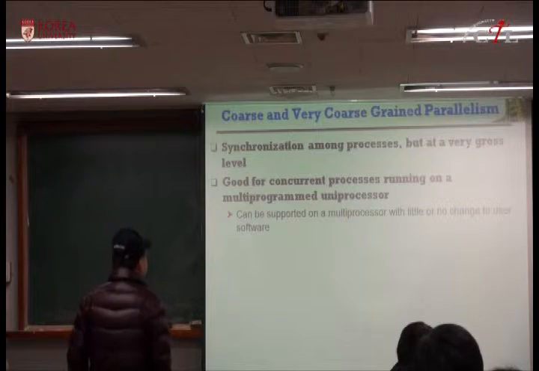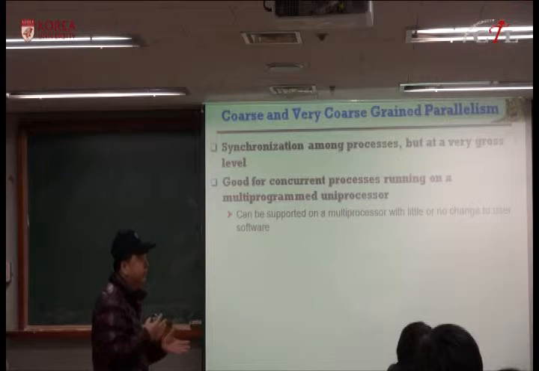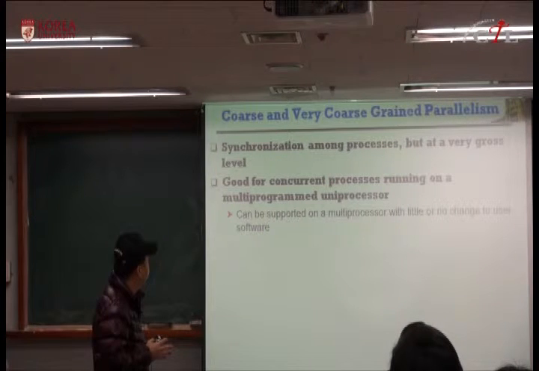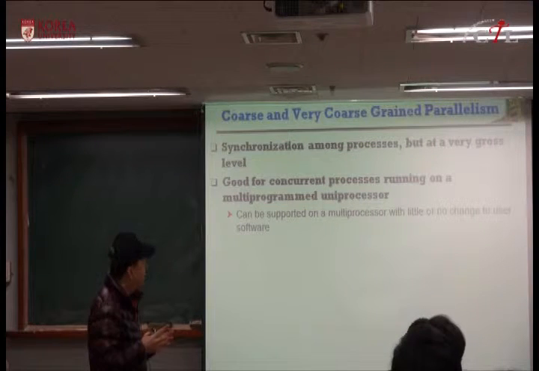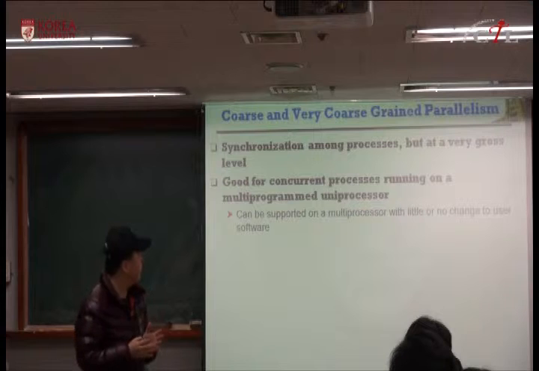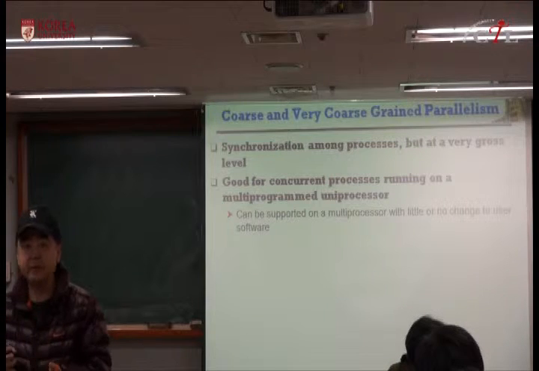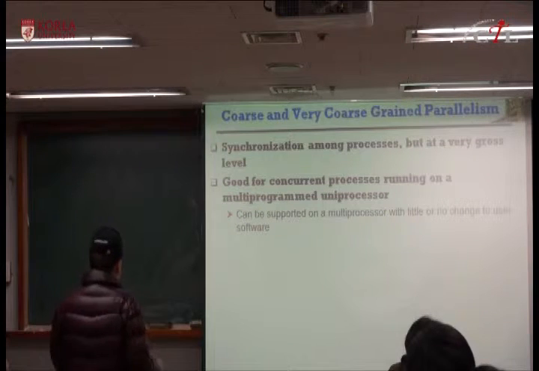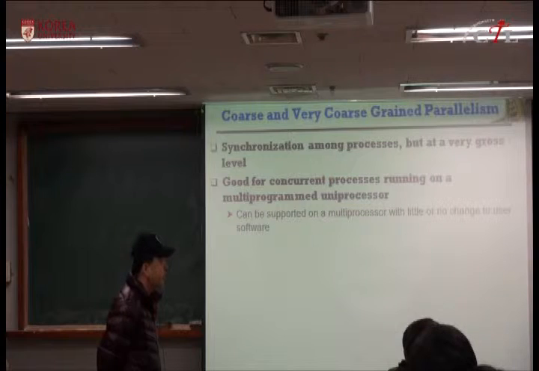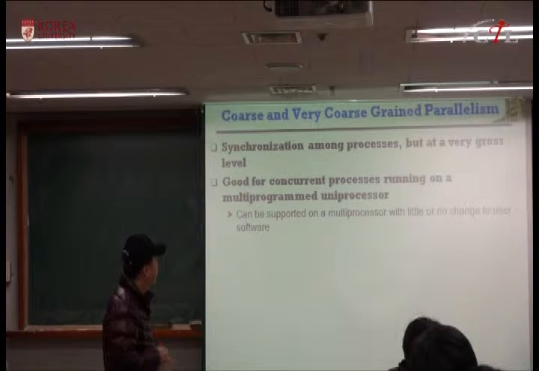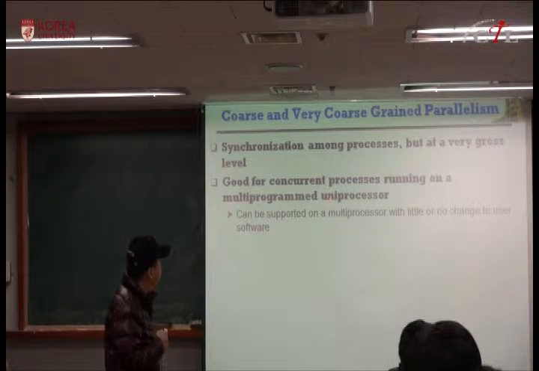Coarse and very coarse grain parallelism. There is not much dependency and not much coordination, but from time to time there needs to be some coordination, and it's called coarse-grained or very coarse-grained parallelism. This is typically useful for a multi-programmed uniprocessor, where concurrent processes are not running in parallel but are interleaved by context switching, because there is some coordination. Even on a uniprocessor, because this granularity is quite big, you can exploit some amount of parallelism. Also, you can run this kind of application on a multiprocessor with little or no change to user software.